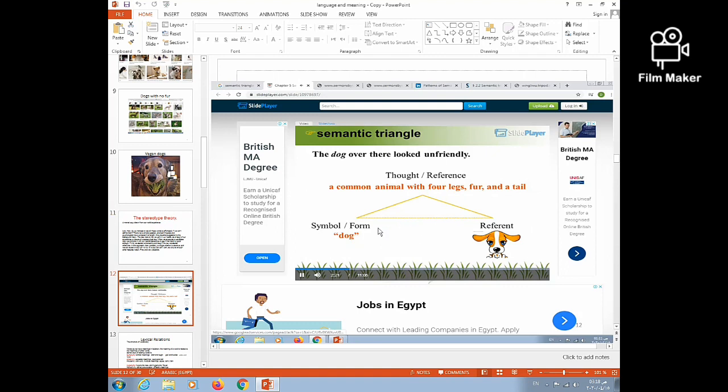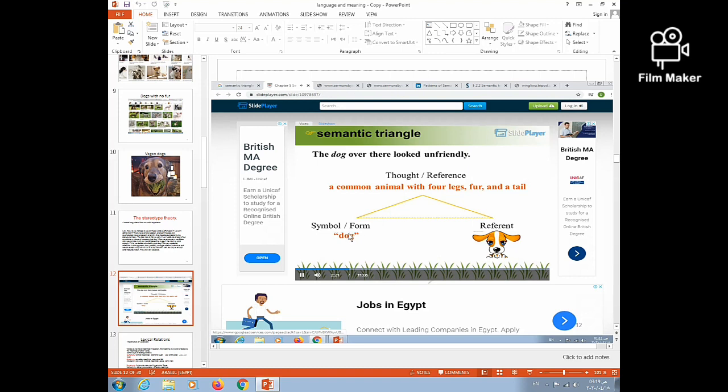Look at it. Here we find the symbol or the word dog, okay, which is a sign, and this is a reference. This is the dog in reality. And what happens is that when I read or I see or I hear the word dog, I recollect or revive in my mind a thought. And this thought is that it's a common animal with four legs, fur and a tail, a mental copy. It activates the mental copy I store for the animal dog.